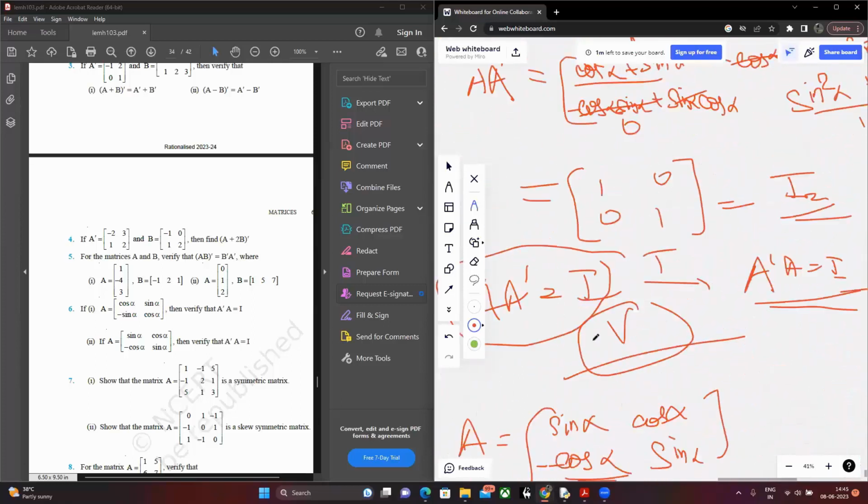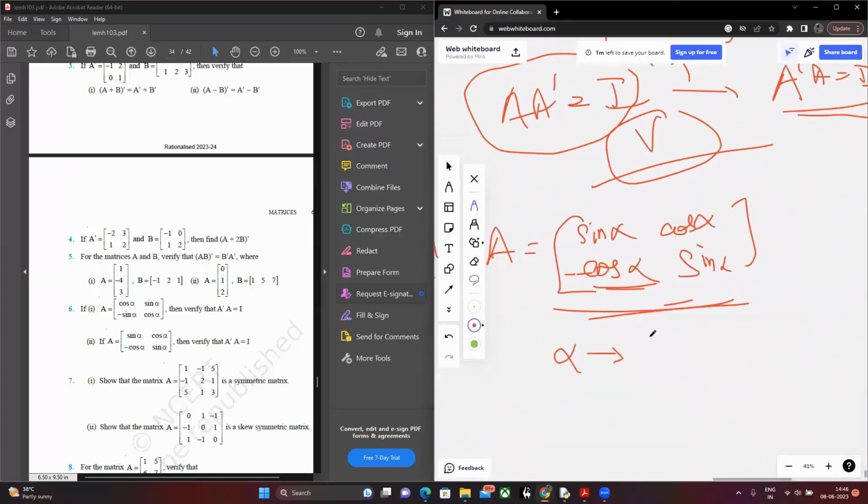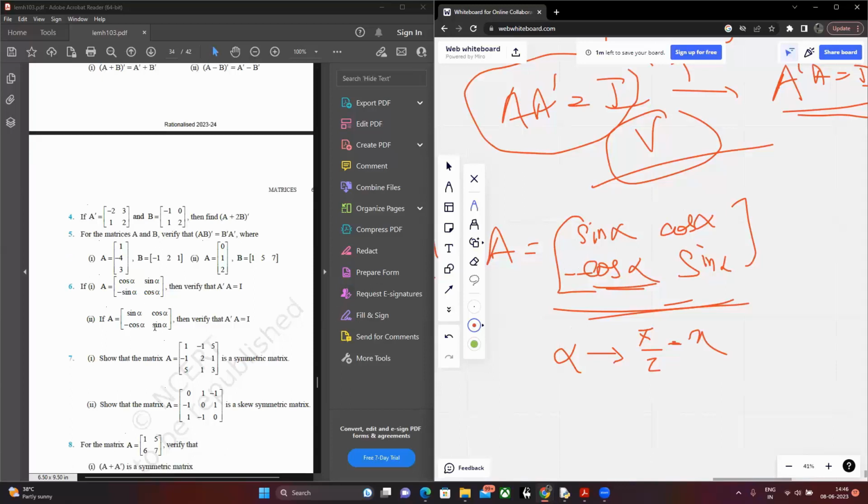and the other is to convert this matrix into this form. How you can do that is by substituting alpha as pi by 2 minus x. So that means that you get here cos alpha, here sin alpha, here minus sin alpha, and here cos alpha. That brings us to a form like in question number one. Since you have proved that this A shows AA dash equals I, then this A should also show that A dash A is equal to I, because this is going to be a trivial translation.